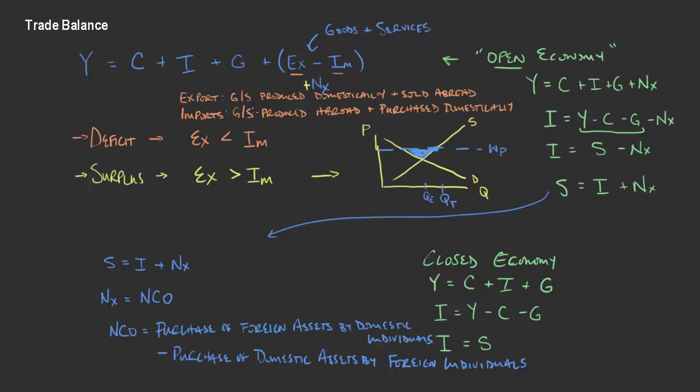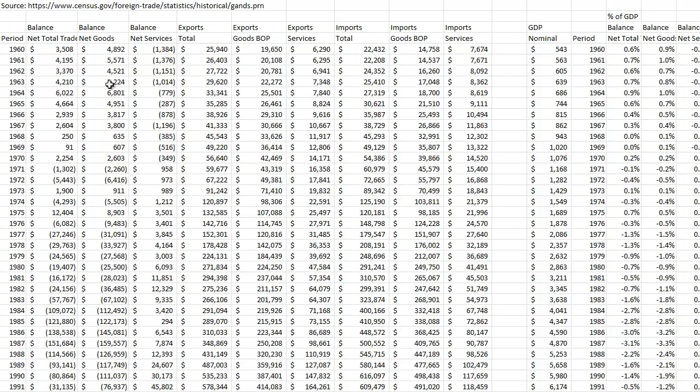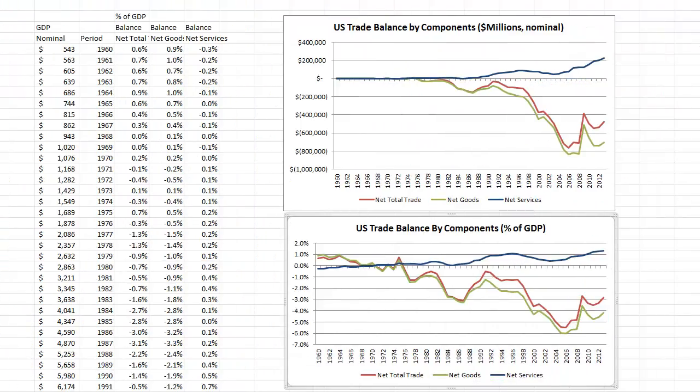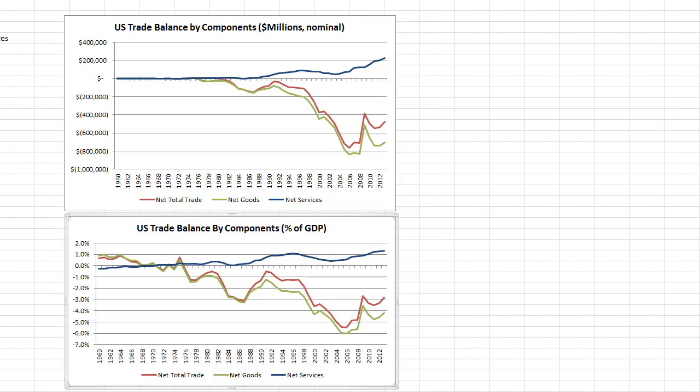So we've talked about exports and imports before. Now I just want to think through what's the actual data that we've seen here. So let me pull this up real quick. I went out to figure out a little bit of data on our trade balance. The Census Bureau keeps some of the historical data, and this is all nominal data. I've simplified it into a couple of charts for us to take a look at.